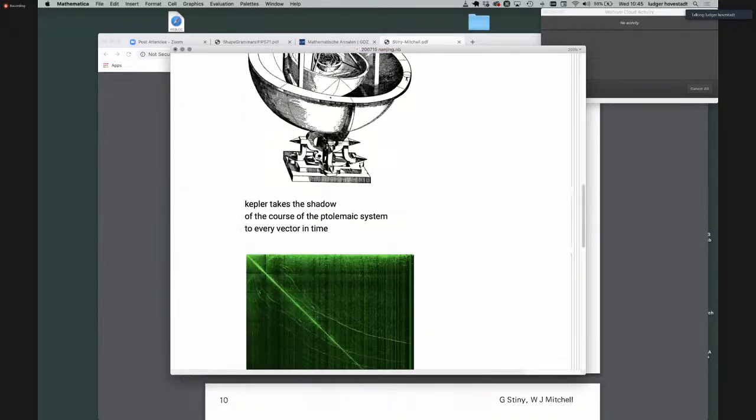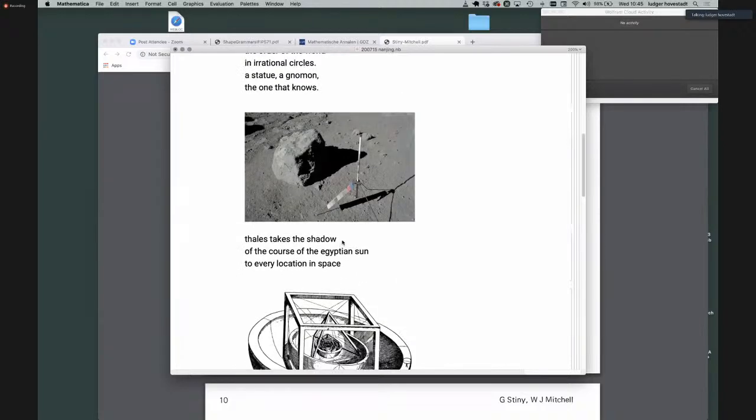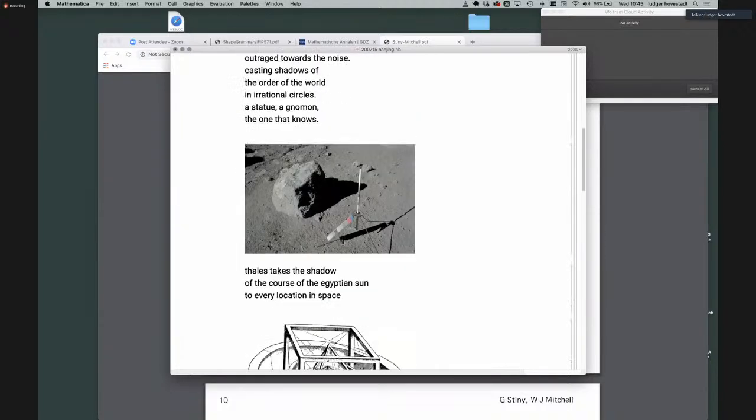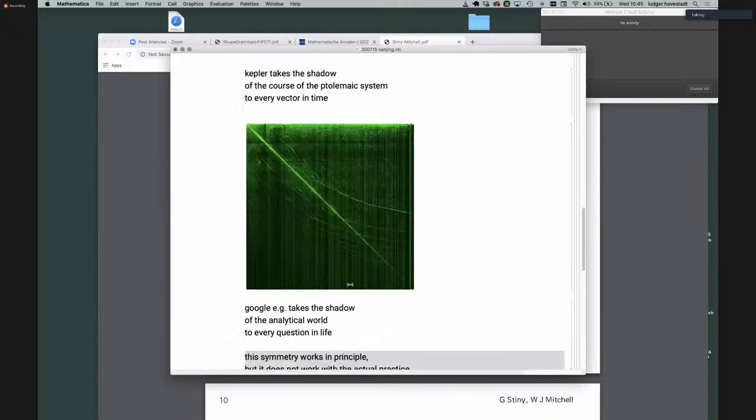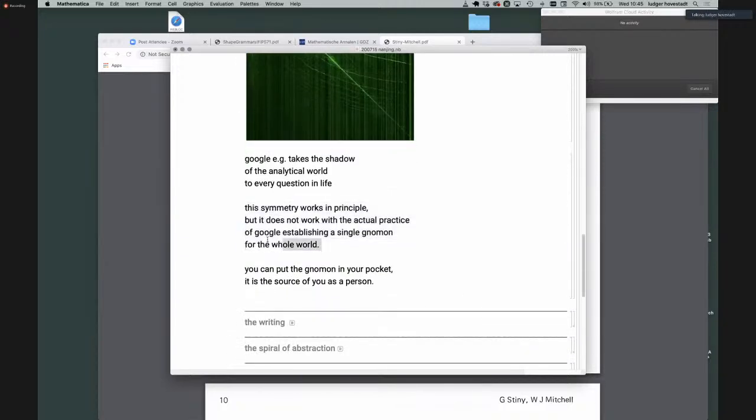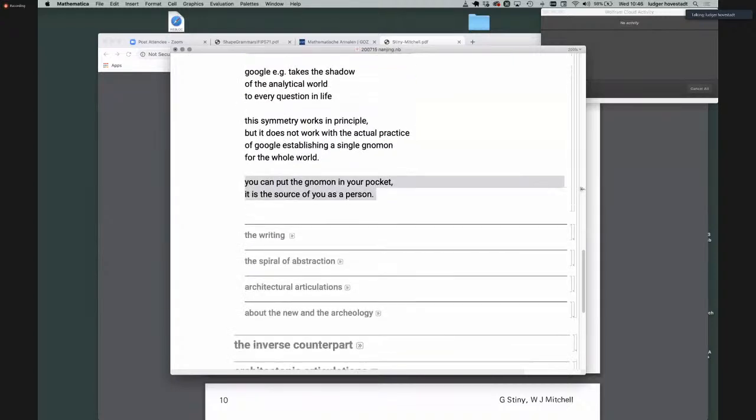What Thales did, what Kepler did, and how it was domesticated in our culture is that you simply can take this gnomon and put it everywhere and take it. And this is the current misunderstanding of IT. You can put the gnomon into your pocket. It is a source of you as a person. This is what we can learn.